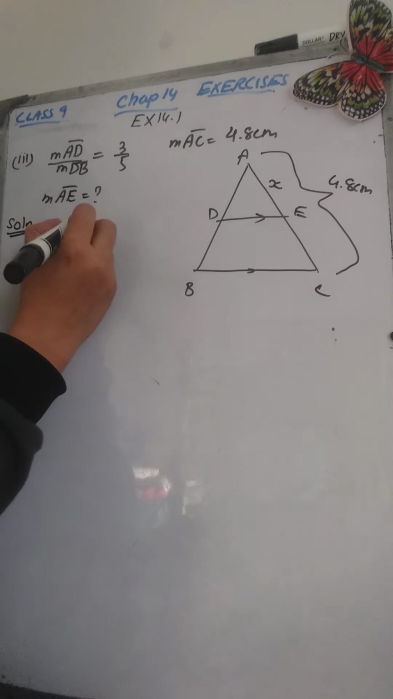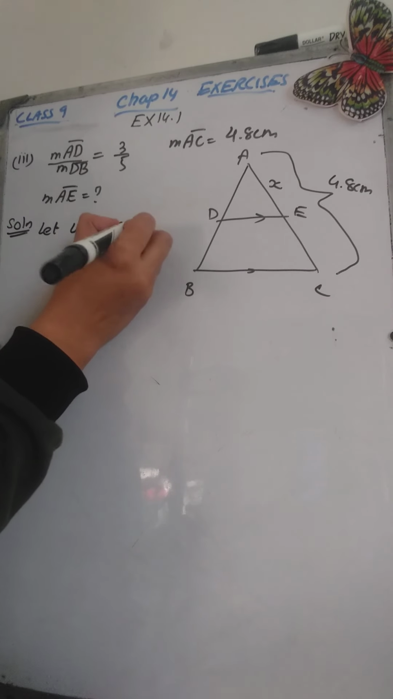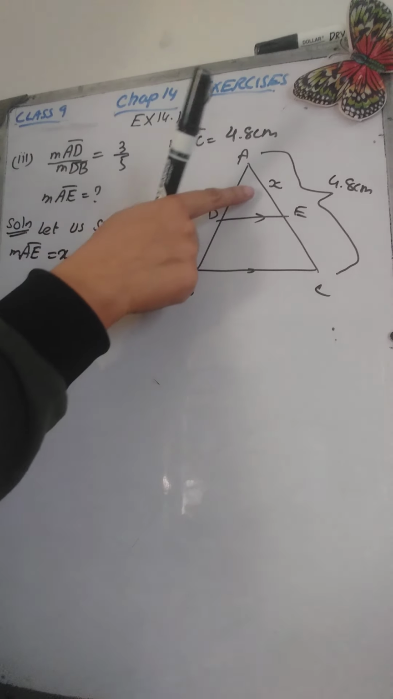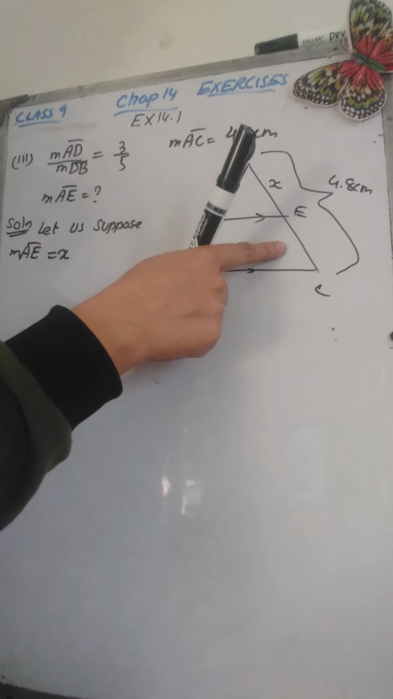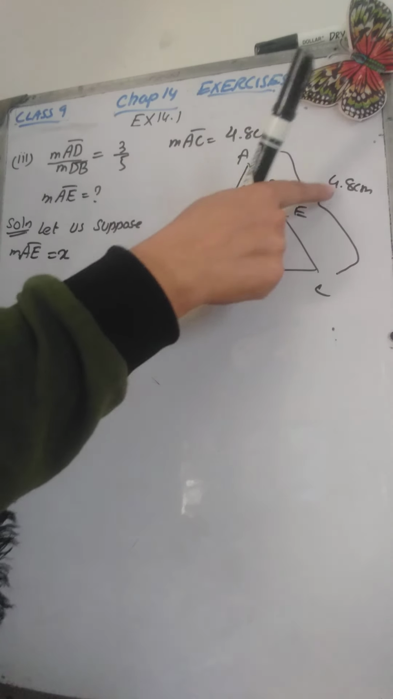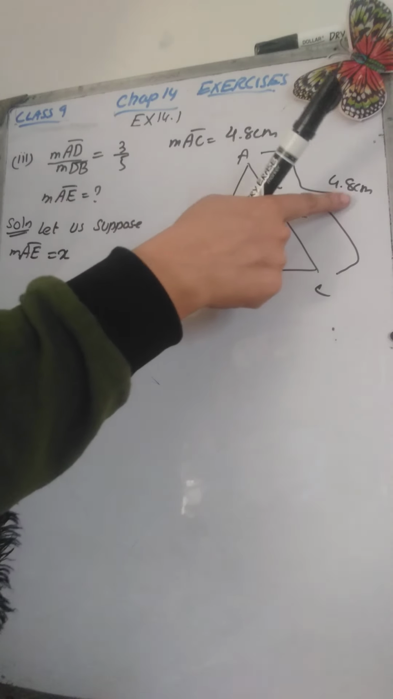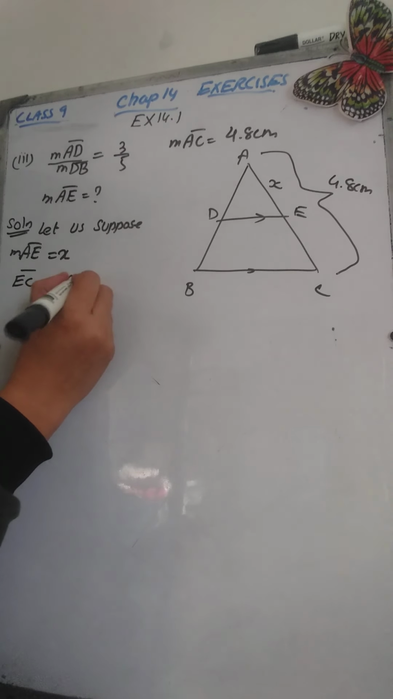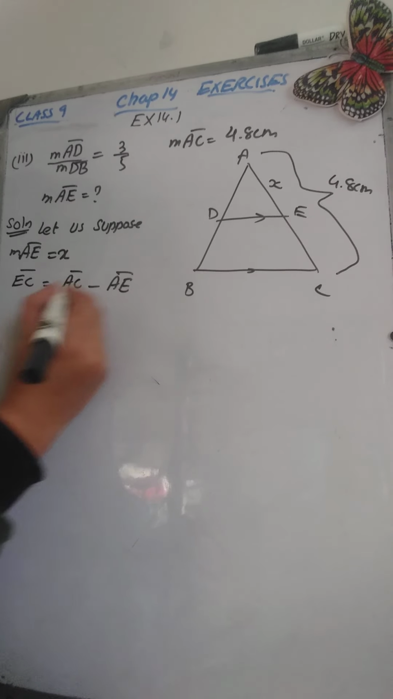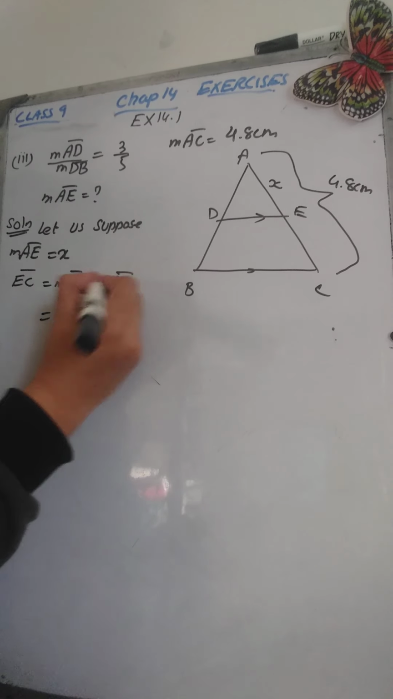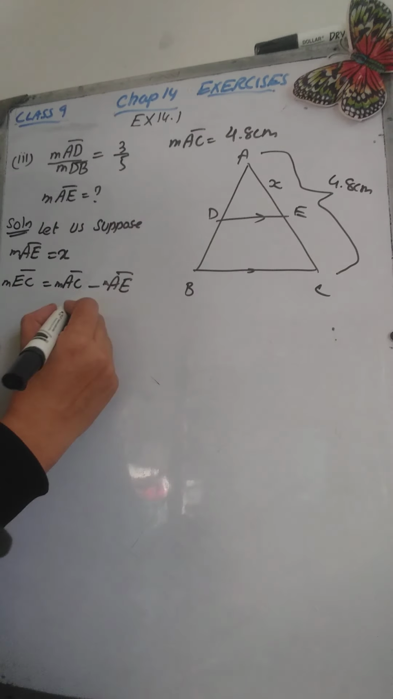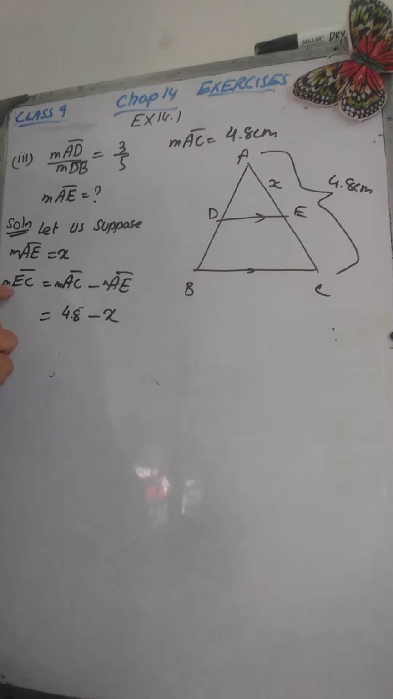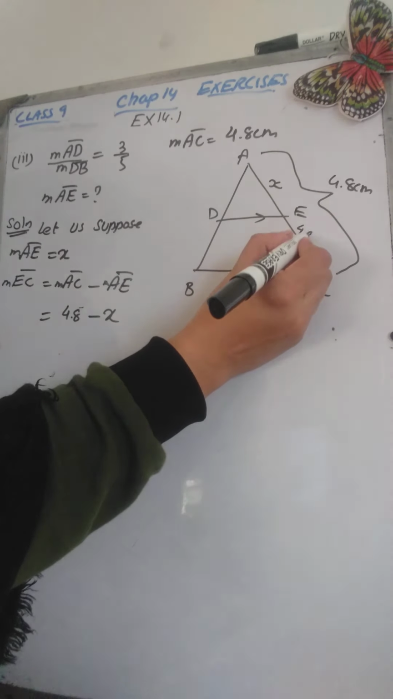Let us suppose the measurement of AE is equal to x. Then if this measurement is x, obviously this is going to be 4.8 minus x, because we know that this whole length AC equals 4.8. So this length will be EC. We know that EC is equal to AC minus AE. So the measurement of AC is 4.8 minus AE, which we have taken to be equal to x. It means EC is equal to 4.8 minus x.